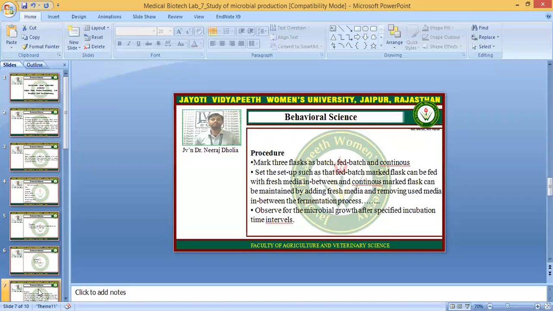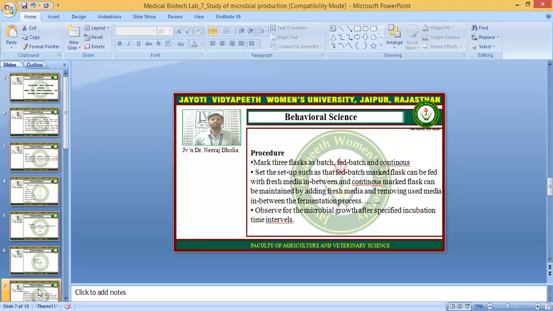The three flasks which you have taken, you will mark them as batch, fed batch, and continuous. So the setup is such that the fed batch marked flask can be fed with fresh media in between, and the continuous marked flask can be maintained by adding fresh media and removing used media in between the fermentation process.